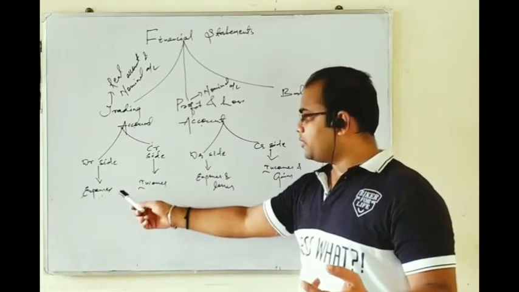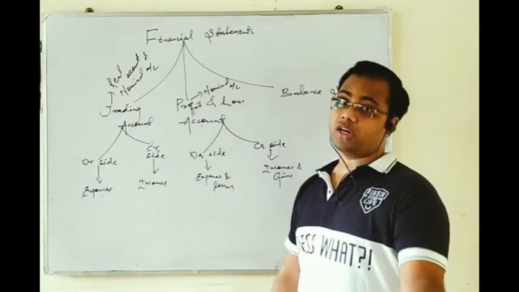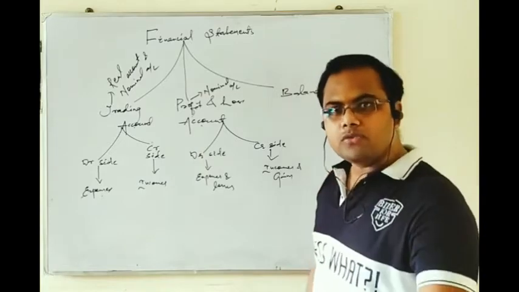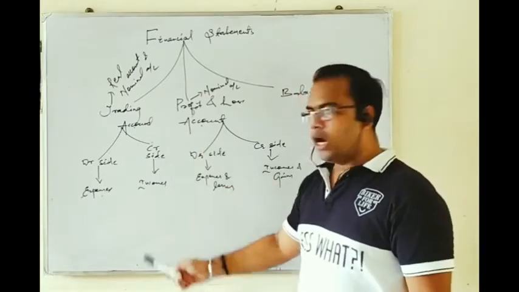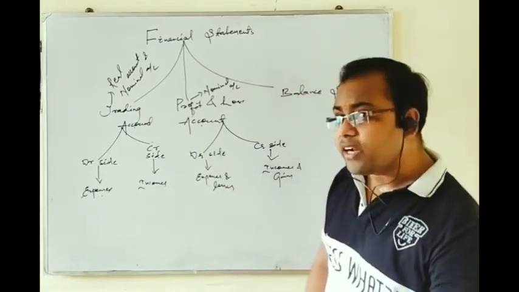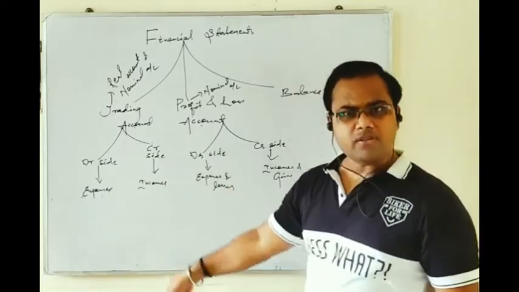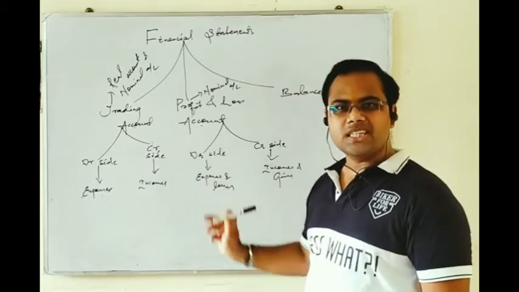But what kind of expense are you writing in the trading account debit side, and what kind of expense are you writing on the debit side of profit and loss account? What type of incomes are you writing on the credit side of trading account, and what type of incomes are you writing on the credit side of profit and loss account? There must be some differentiation, there must be some distinction. So what is that distinction?